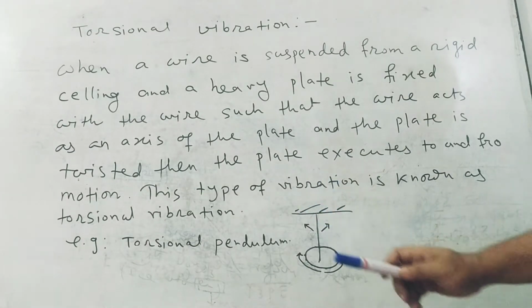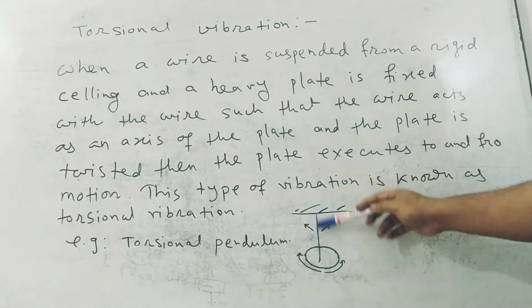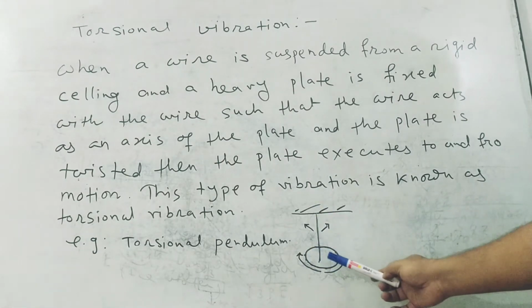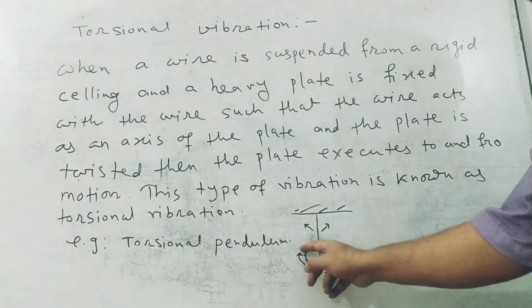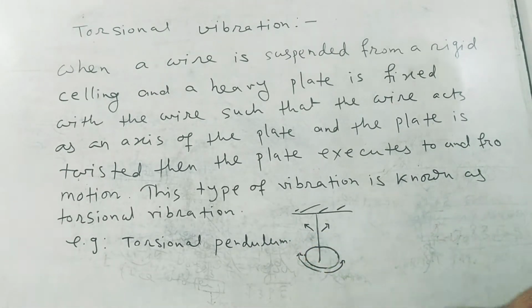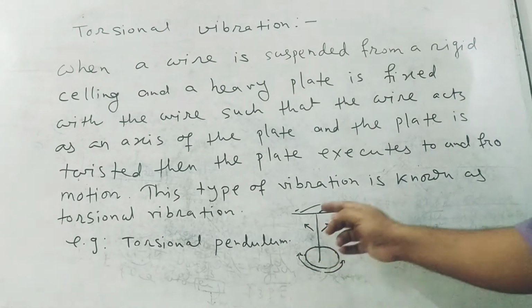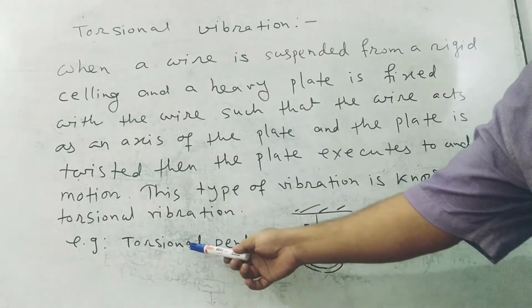This is a rigid ceiling and this wire is suspended from the ceiling. A plate is fixed with the wire. When the plate is twisted, then this plate shows the to and fro motion. Therefore, the particles of the wire also execute to and fro motion. This type of vibration is known as torsional vibration. An example of this vibration is the torsional pendulum.